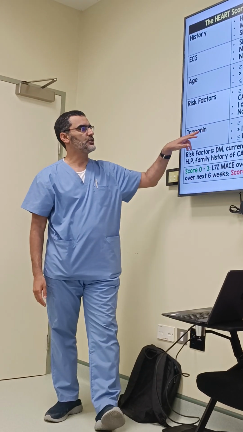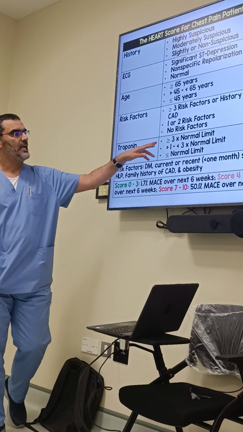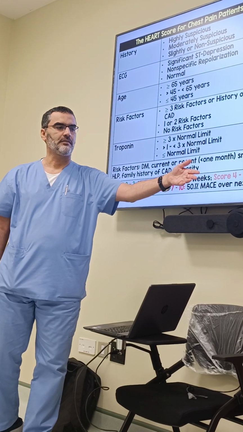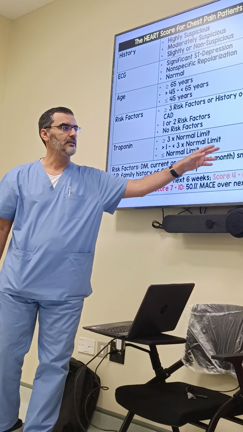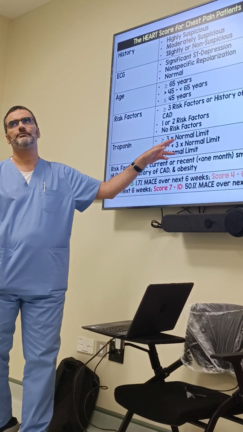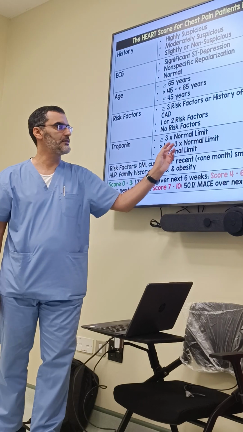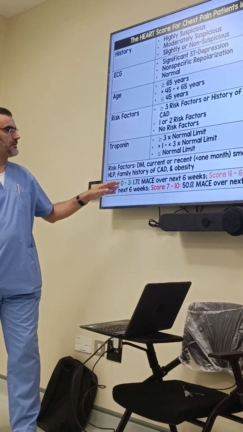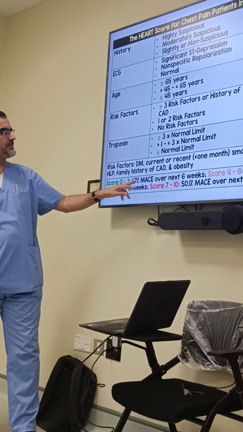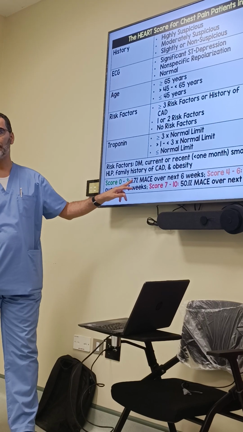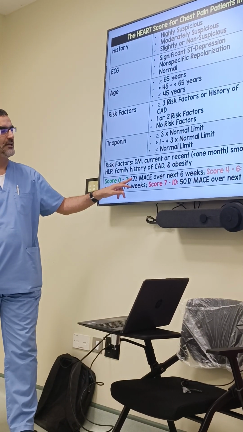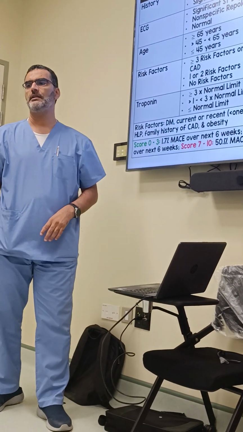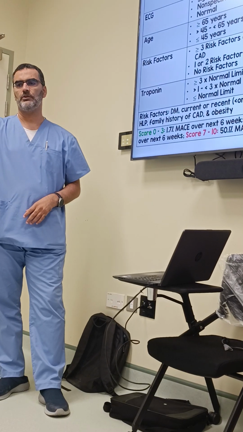Troponin. If it is more than 3 times the normal limit, which is 14, you give it 2 points; otherwise 1 point, or 0. So you calculate this. If the total is from 0 to 3, that's a low probability of severe illness developing within 30 days. Anything of 4 to 6 or more means the patient needs to be admitted or transferred to cardiology.